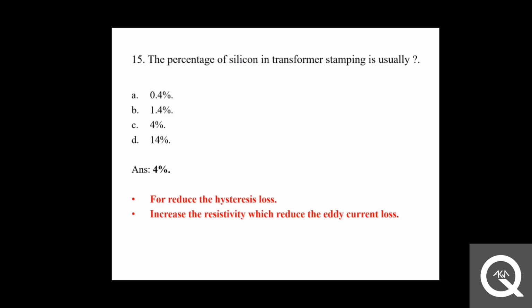When silicon is added, the hysteresis loss is reduced. Also, there is an increase in resistivity, which in turn reduces the eddy current loss. In large machines, high permeability and high efficiency are desirable, so 4.5% of silicon is used. In small machines, 0.3% of silicon is used because efficiency is not critical. By adding silicon, the material becomes brittle, so we can't add a large amount of silicon.